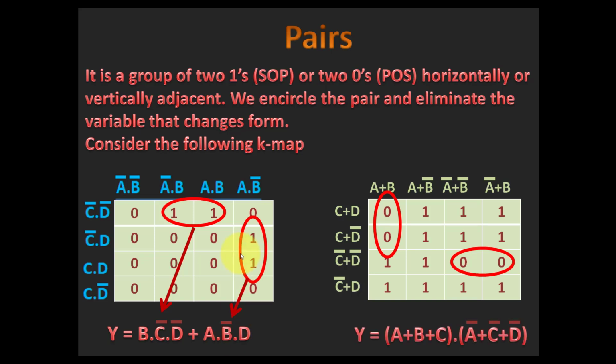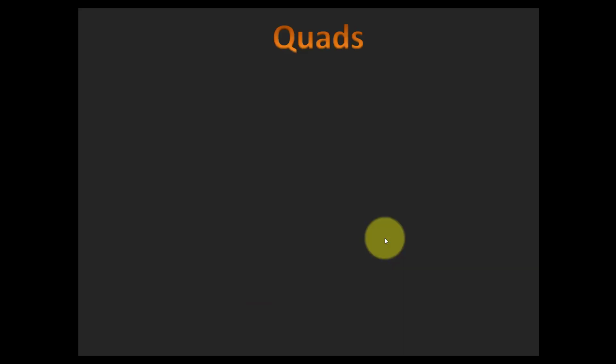Then on the right side we have D changing in this case, so we only have A plus B plus C. In the second pair, as we see, B is changing. So we eliminate B and write the remaining terms. So this is the pair.